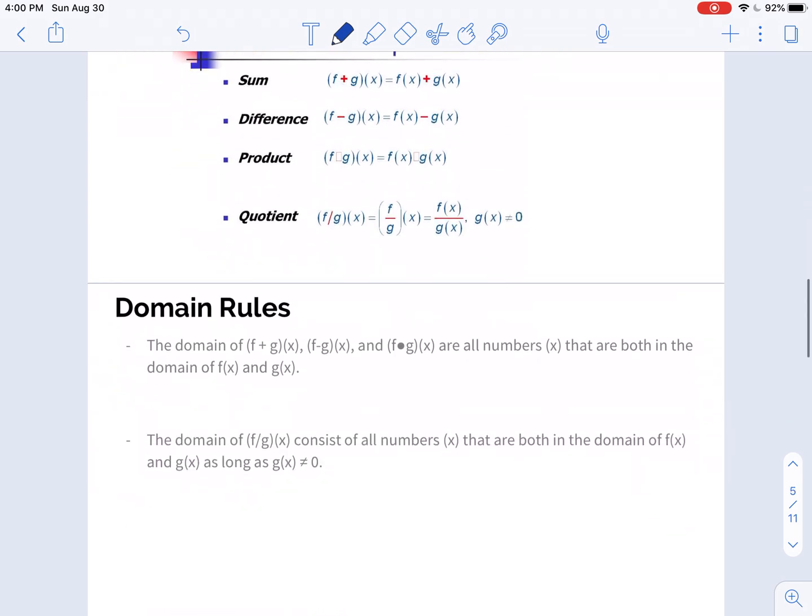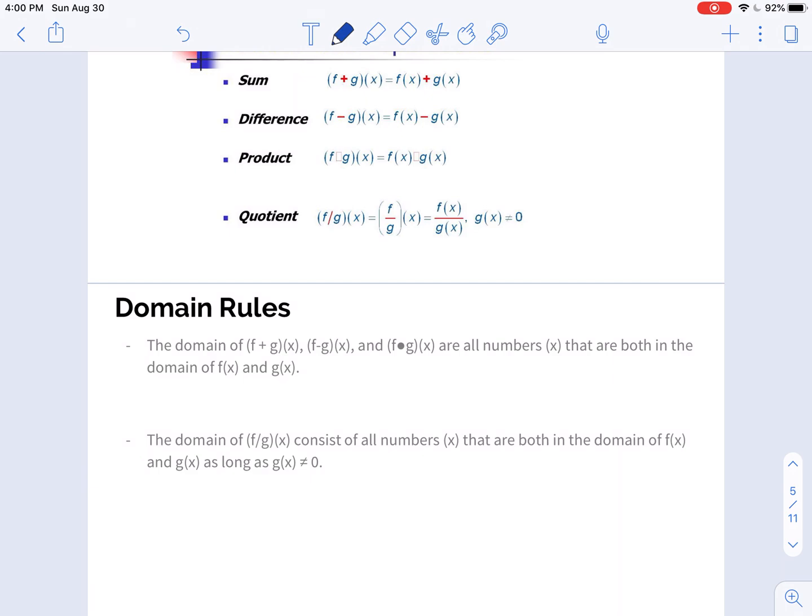Now you've got domain rules. They're kind of shown up here as well. The domain of f plus g of x, f minus g of x, and f times g of x are all the numbers that are in both the domain of f of x and g of x. I think that's going to be easier to understand once we get to the examples. Just like the domain of f over g of x consists of all the numbers that are both in the domain of f of x and g of x, as long as g of x also does not equal 0.